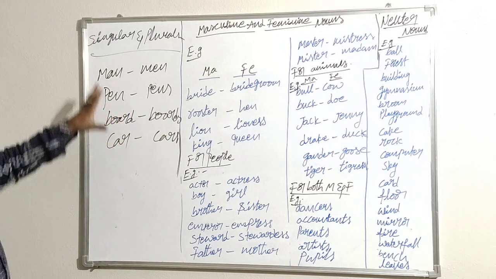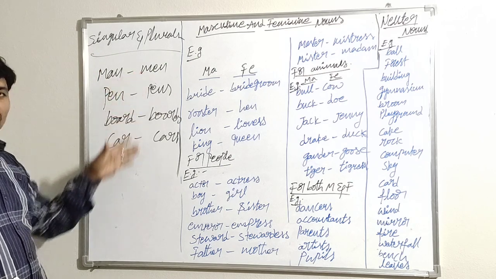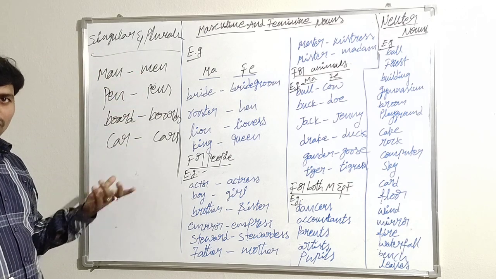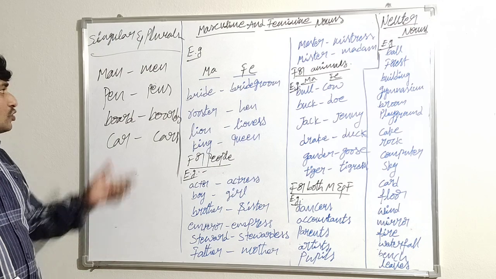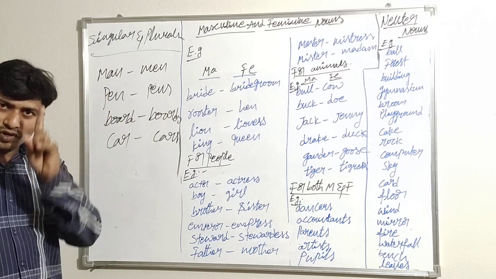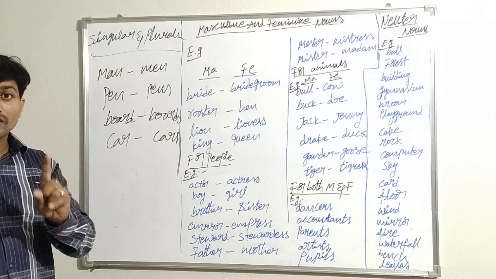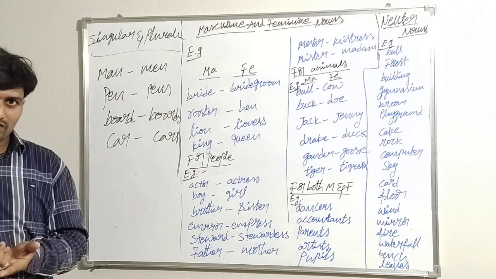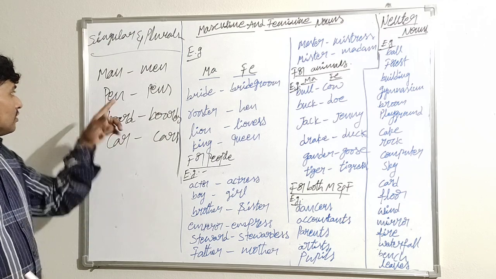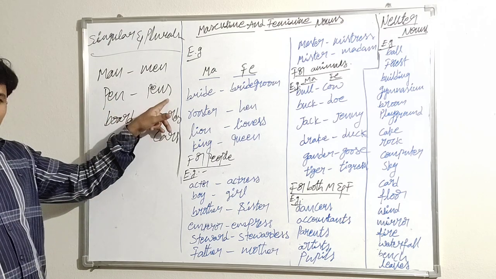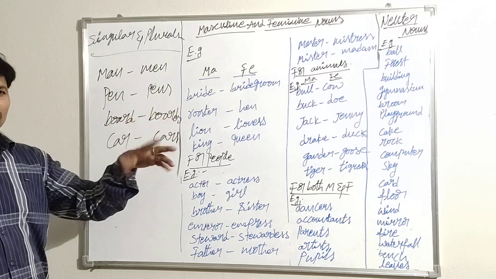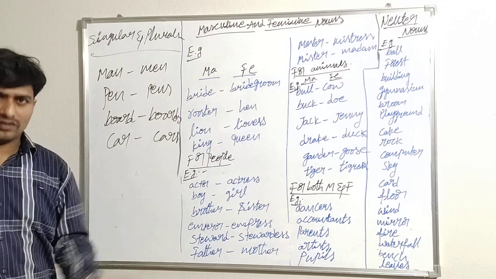Do you understand? These are the singulars, these are the plurals. How do we have to form them? Singular is nothing but one. It indicates only one. Man is only one, men is more than one. Pen is one, pens is more than one. There may be two pens, three pens, four pens, and so on.